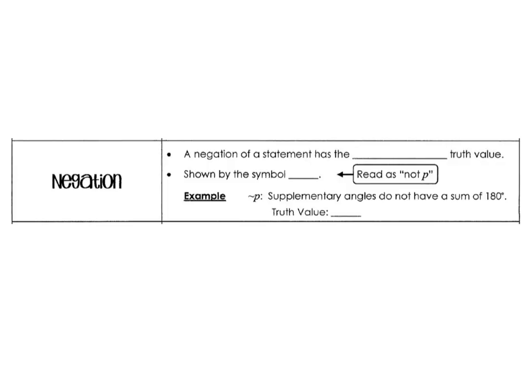Negation is a term we use when talking about compound statements, and a negation of a statement has the opposite truth value. It is shown by the symbol, this little squiggly line, and it's read as not P. So this symbol stands for not, and if we have the squiggly line P, this means not P.